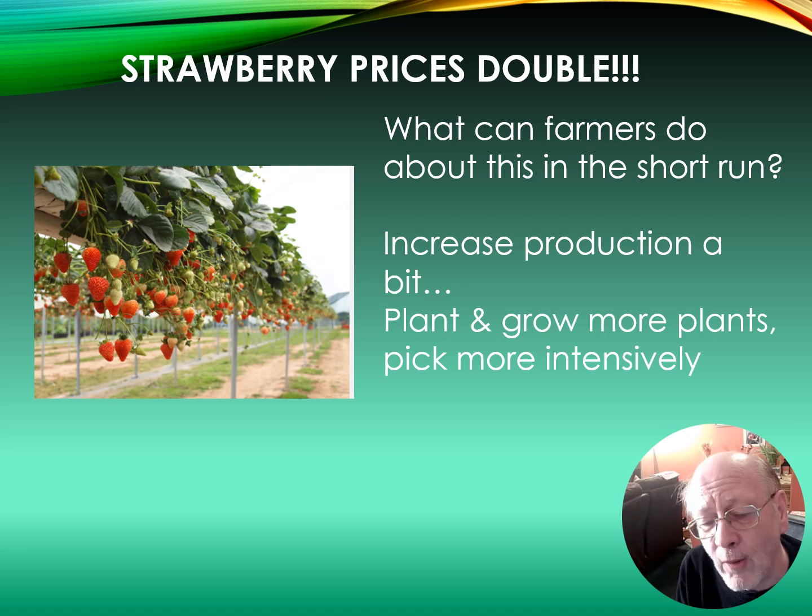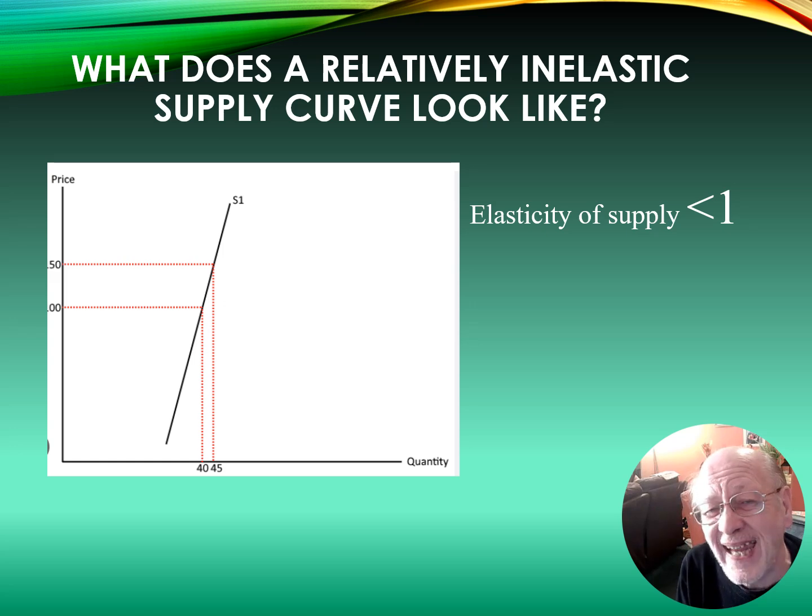We could plant and grow a few more plants. We could perhaps pick those plants more intensively. So we're going to be able to increase our production, but probably not by that much because we haven't got total flexibility. So we have potentially an inelastic situation. We can respond, but not by much. So an inelastic supply curve is like the one you can see here. It's upward sloping and quite steep. And it will have an elasticity of supply, whatever that means, of less than 1.